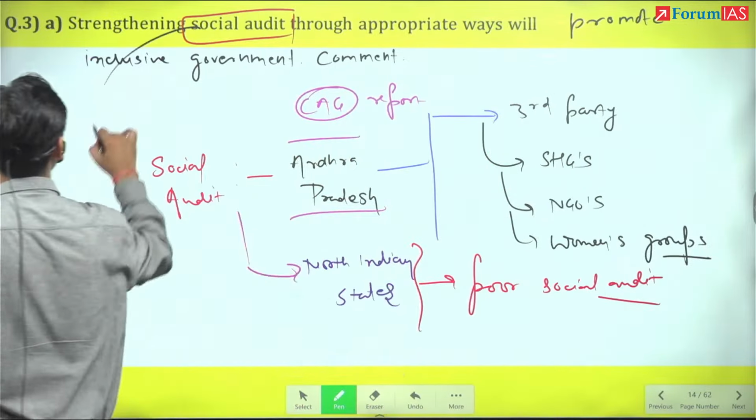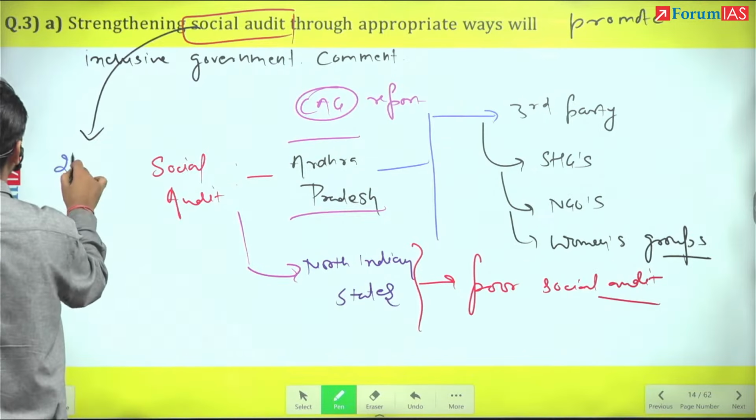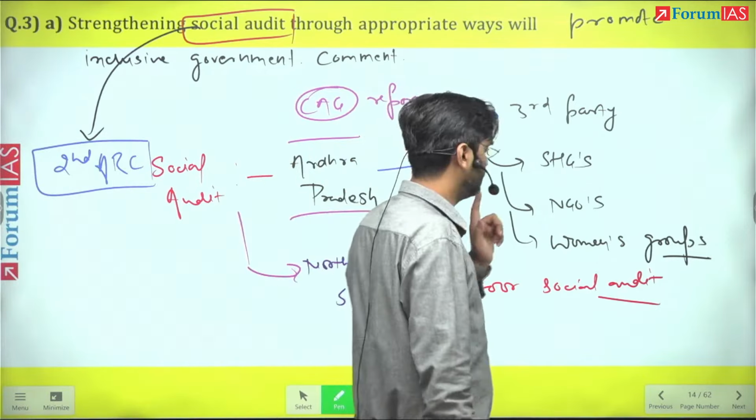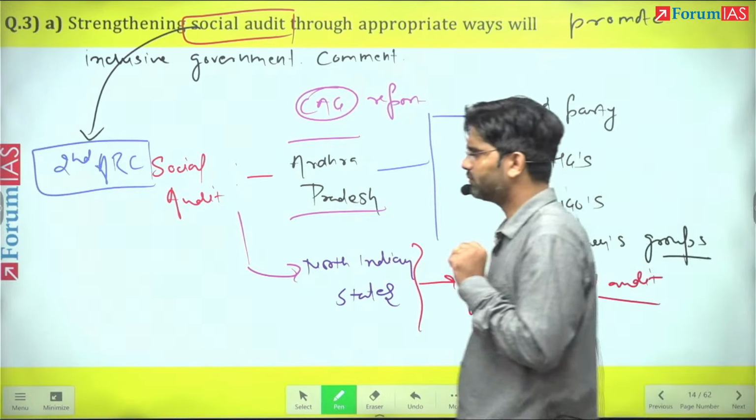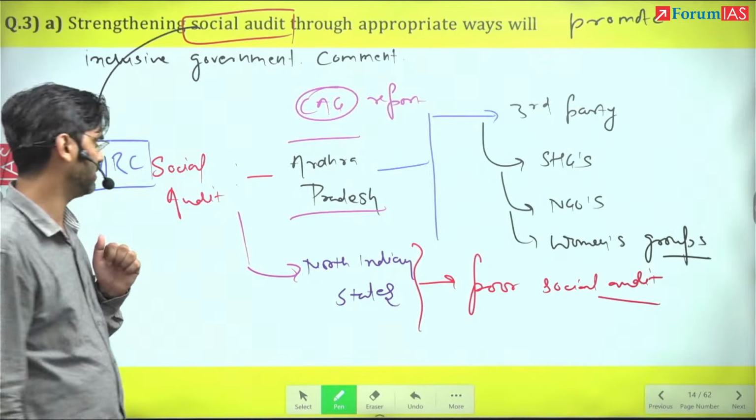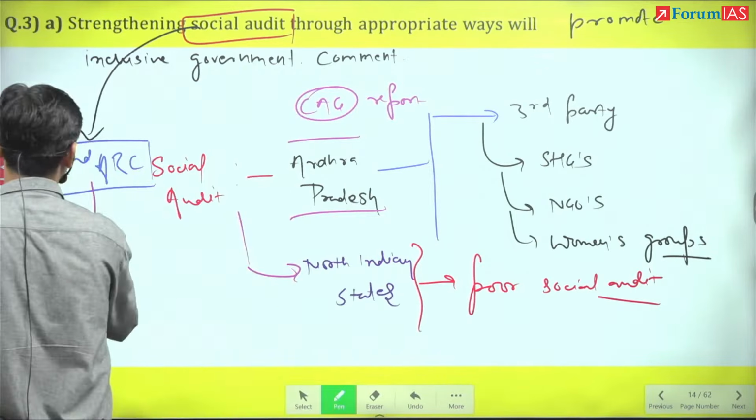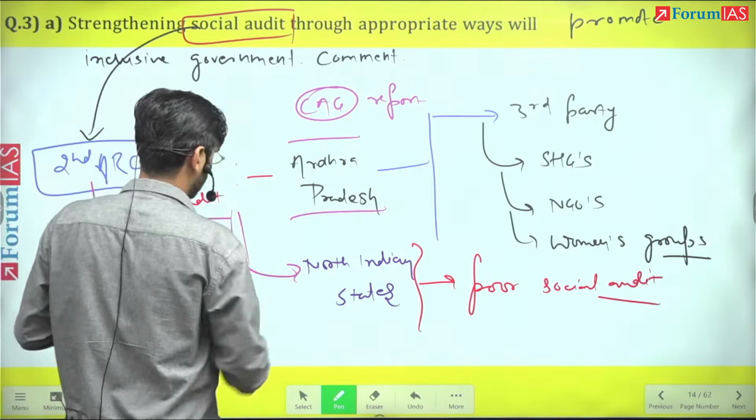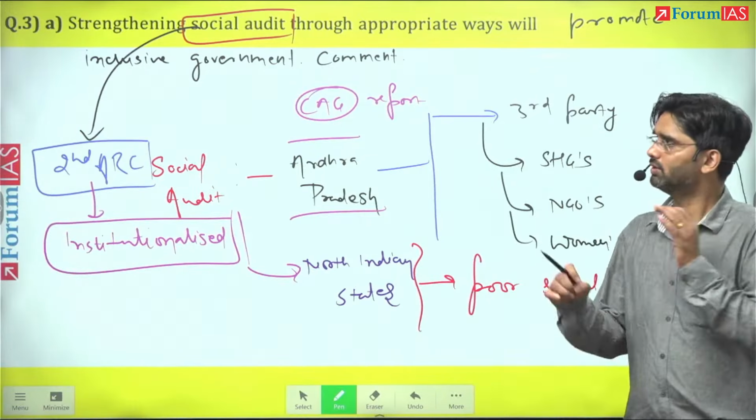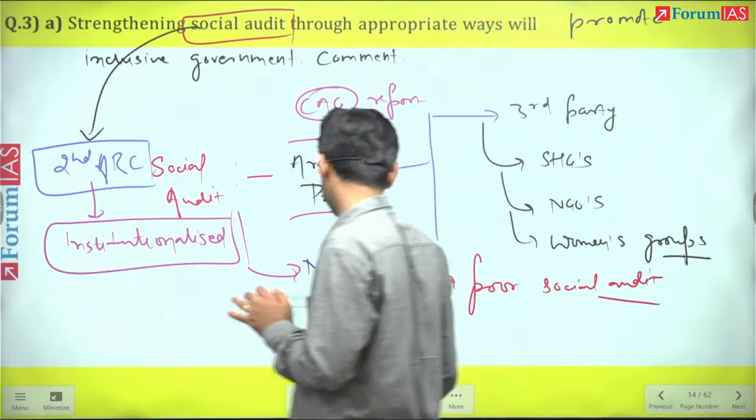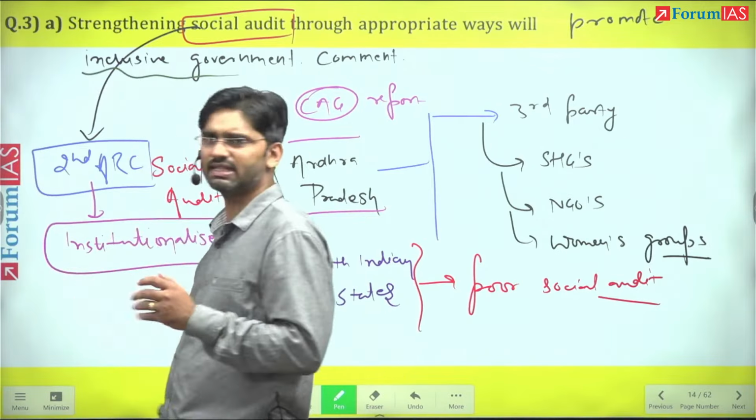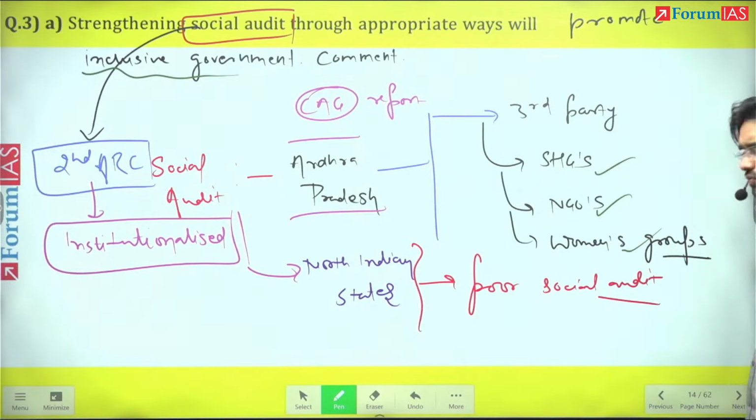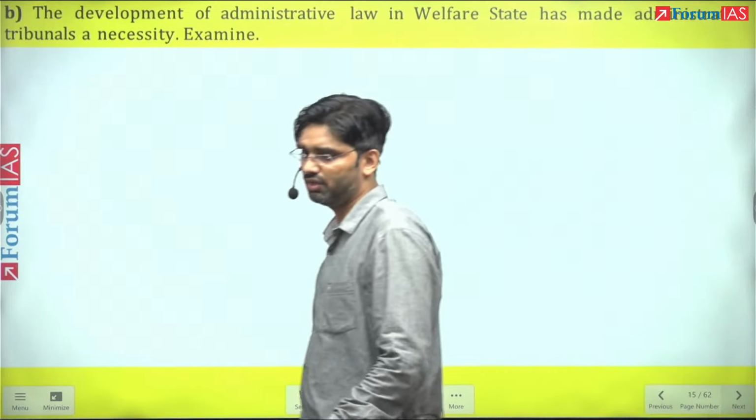Right? See here, you need to bring the Second ARC. In question 3a, for the first time the Second ARC is coming. Okay, even in context of good governance, not much they have discussed, but here you can bring it. So we have not institutionalized this concept, right? So this question requires will promote inclusive governance. Obviously, the concept of social audit itself is a concept of inclusion, right? See here. Okay, this is what you should have written in your answer.